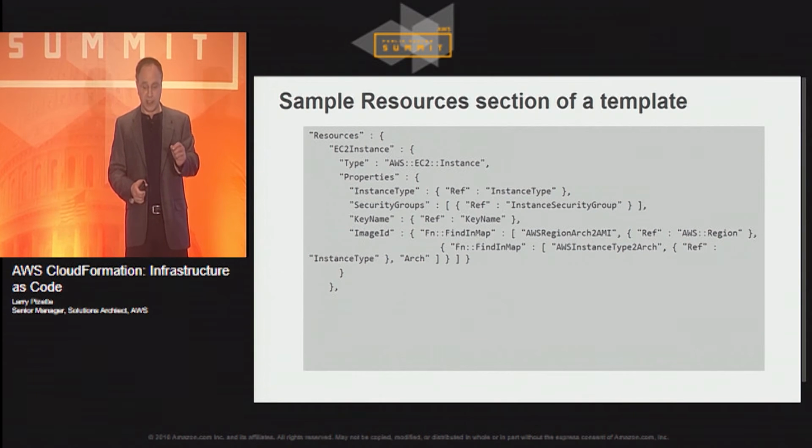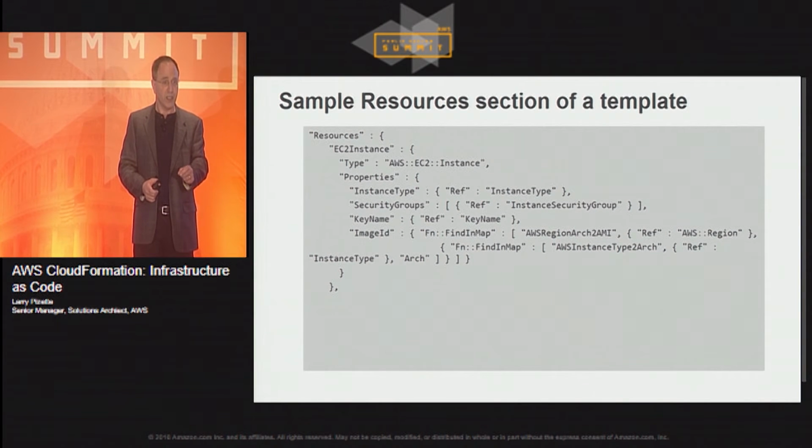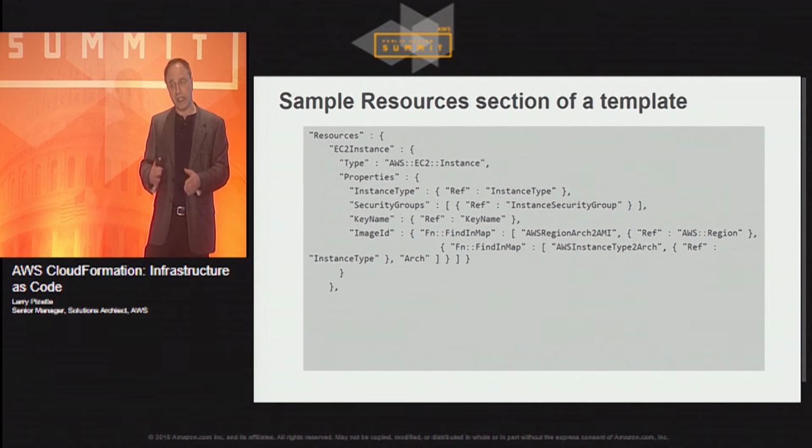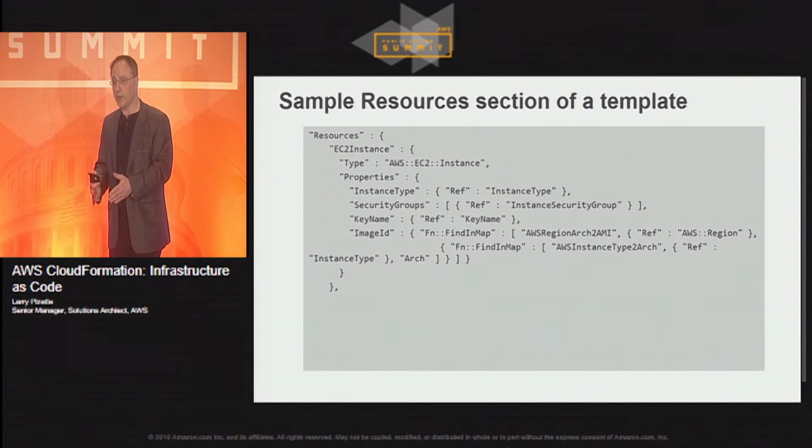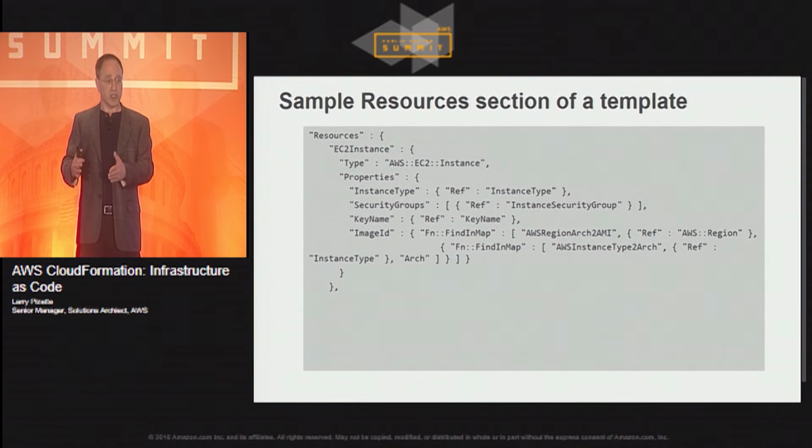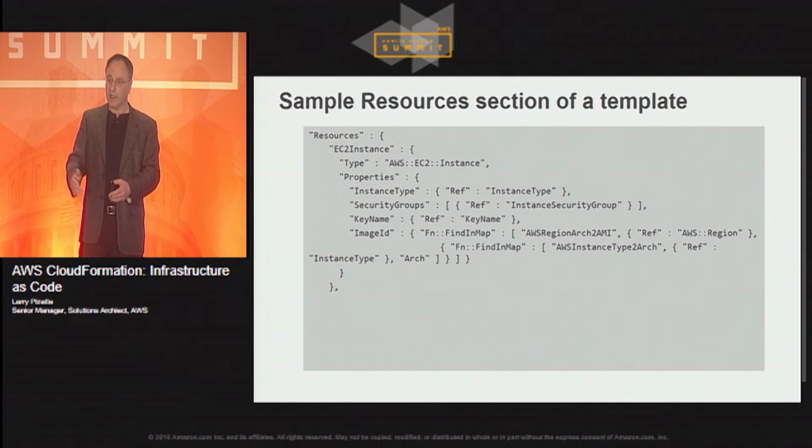And then it's using a built-in function, the AWS region, to say which region this is. And by using the region and the architecture type, we're able to determine the Amazon machine image ID. So we're automatically going out and selecting the AMI to start from.